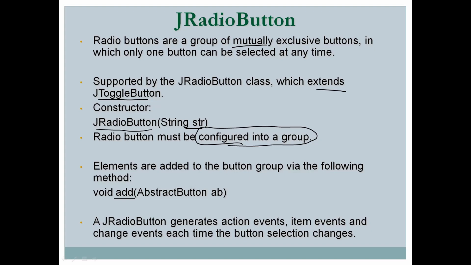A JRadioButton generates action event. Now this is one more important thing about a radio button. Radio button generates action event, it generates item event and change event. Even radio button generates change event each time the button selection is changed. So different events are generated by radio button. So you can handle an action event or an item event or even a change event on a radio button.